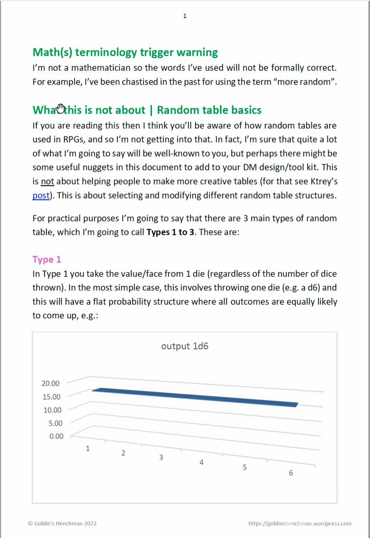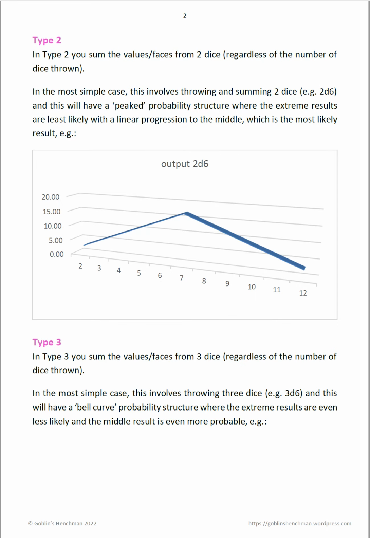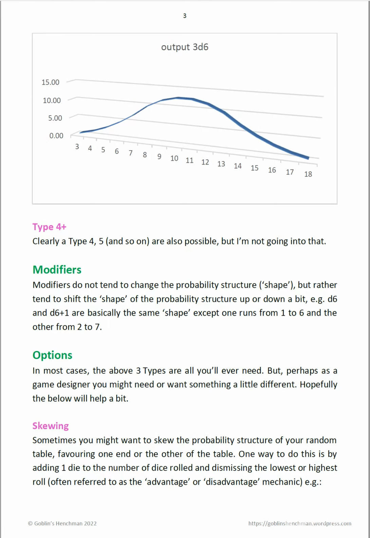I'll start by saying that I'm not really going to talk about what random tables are, because you probably know what they are. It's broadly broken down into what I call three types. Type 1, where you consider the roll of one die, no matter how many dice you roll. Type 2, where you consider two dice, no matter how many dice you roll. And type 3, where you consider three dice, no matter what you roll.